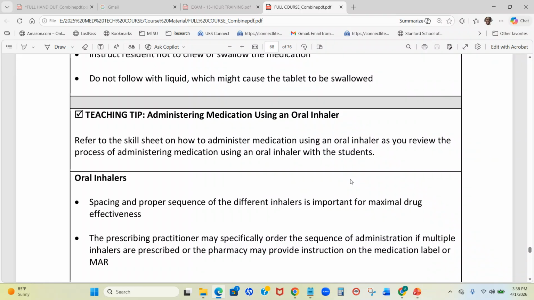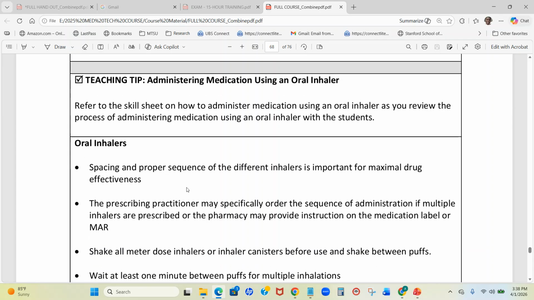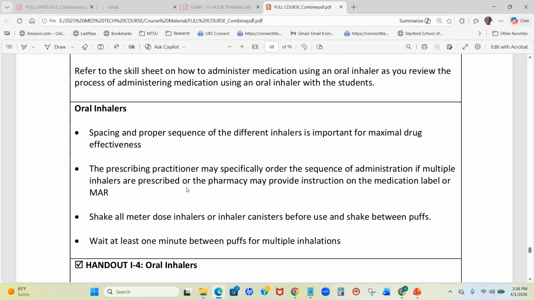So when we meet in the lab, we will do that demonstration. Oral inhalers. Spacing and proper sequence of different inhalers is important for maximal drug effectiveness.